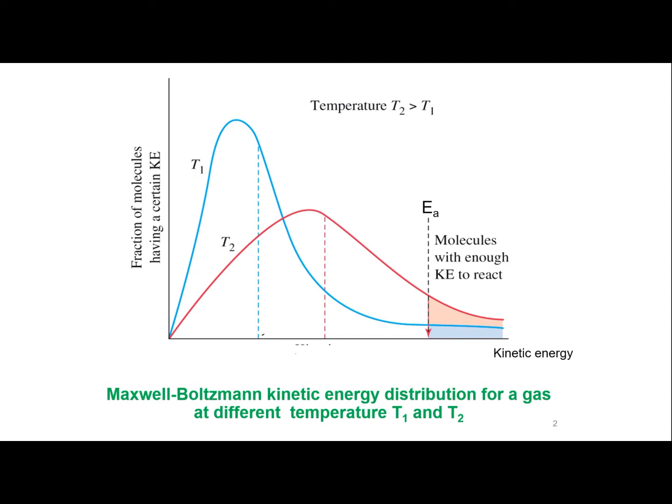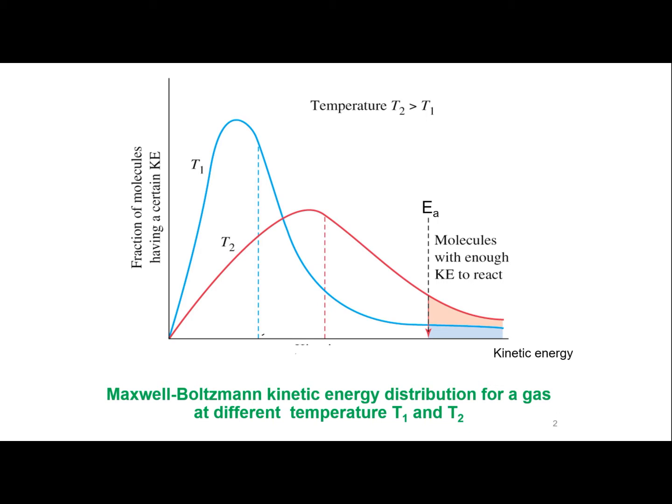This is a Maxwell-Boltzmann kinetic energy distribution graph at different temperatures, T1 and T2. T2 is a higher temperature than T1. Axis Y represents the fraction of molecules having a certain kinetic energy, while axis X represents kinetic energy. The blue graph represents the lower temperature, while the red graph represents the higher temperature.